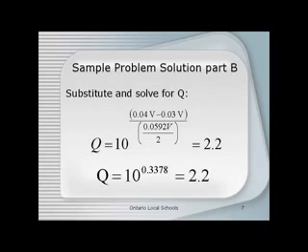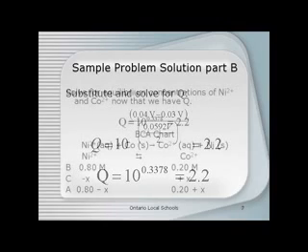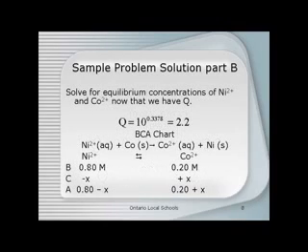If when you went to solve for this, you did not get 0.3378, it means you probably did something wrong in your order of operations on your calculator, so be very careful with that. Now that we have the value for Q, we can set up a BCA chart to get us ready for the reaction quotient expression so that we can solve for that value for nickel 2 plus.